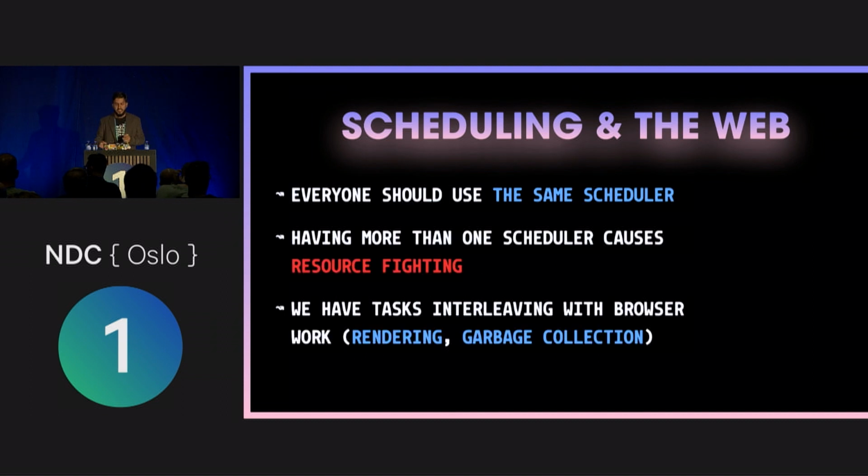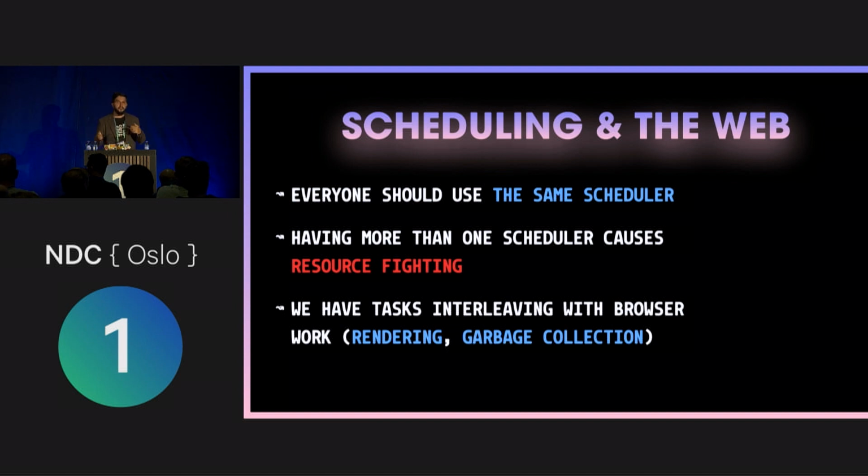But the thing is, scheduling in the browser is tricky because we have to use the same scheduler. So React has a scheduler. Some apps might have a scheduler. For example, Google Maps, they have their own scheduler. And having more than one scheduler probably leads to resource fighting amongst these different schedulers. And this happens because we don't have proper scheduling primitives.